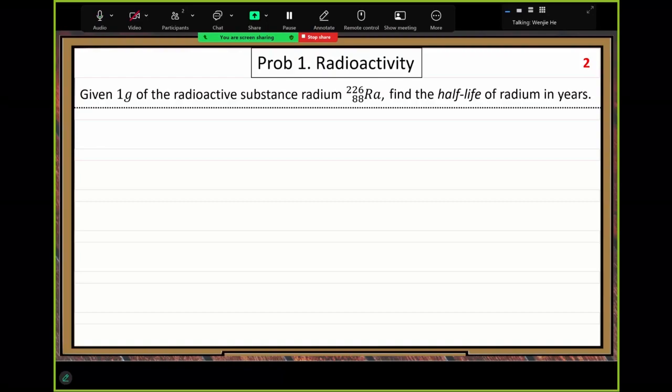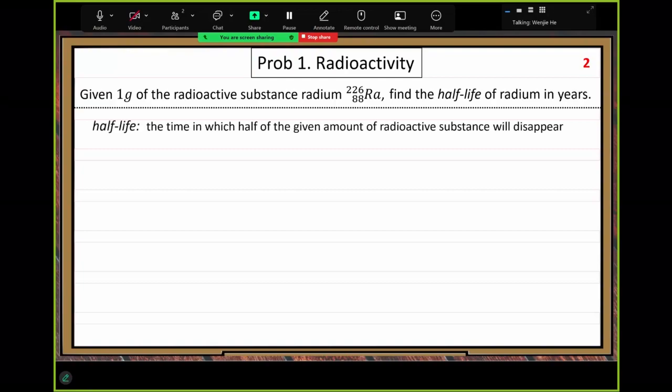Half-life concept. Here, we need to understand the half-life concept. I will explain that. Some of you know it, but make sure everyone knows it. The meaning, I will explain this half-life concept.